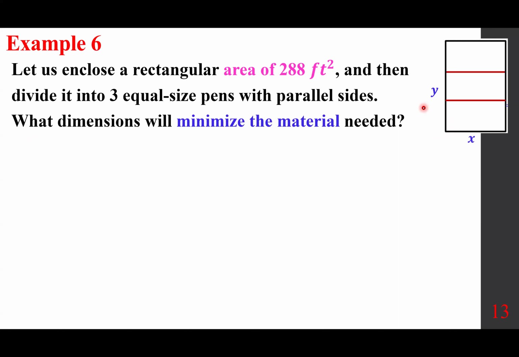So you want to minimize the material. So x, we have 1, 2, 3, 4. So this is x, this is x, this is x. So we have 4x. Y, we have 2 of it. So you want to minimize, in this case, P for the parameter, 4x plus 2y. That's our objective.